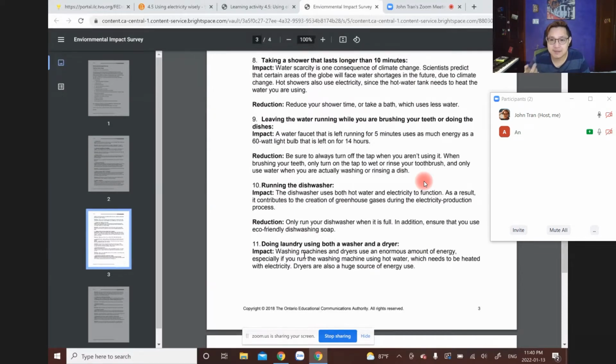I told you already in the last lesson that clothes dryers consume a lot of energy. Washers and laundry as well. So basically, if you use these things, oh my god, you are using up so much electricity, and that means you need to burn a lot of coal, fossil fuel, or petrol.